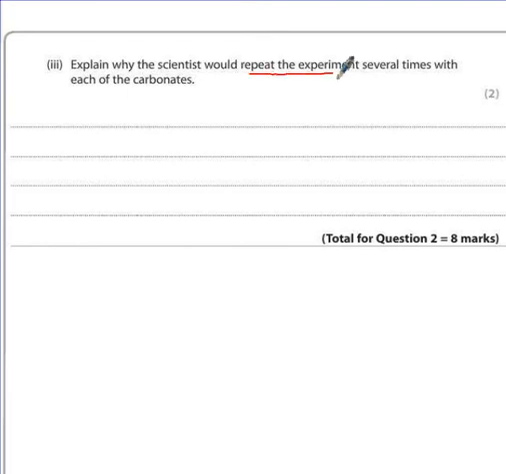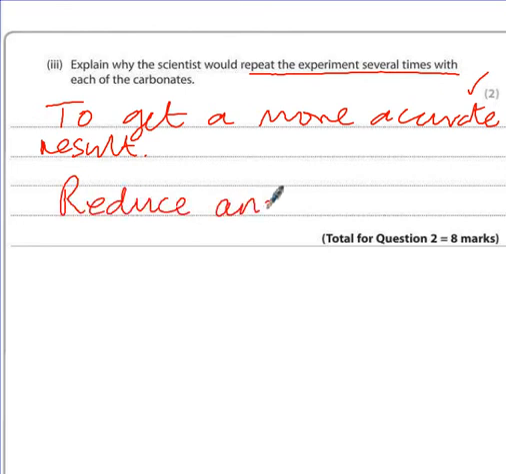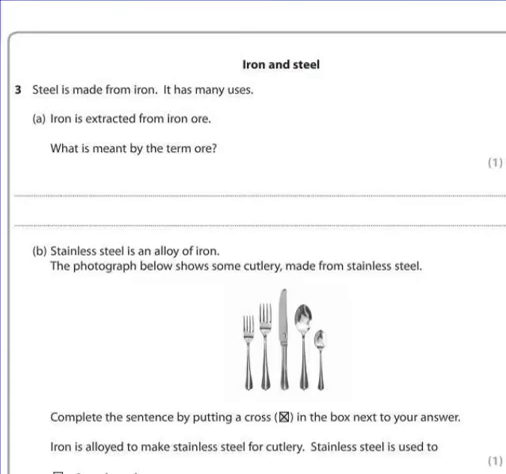Why would scientists repeat the experiment? To get a more accurate result. We take averages and get an accurate result, that's 1 mark. Why else would they repeat it? To reduce anomalies. Okay, so that's the end of question 2. We'll move on to question 3.